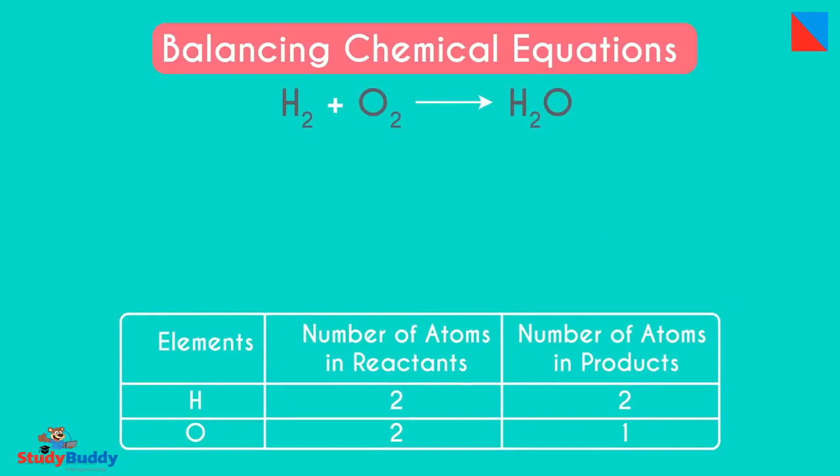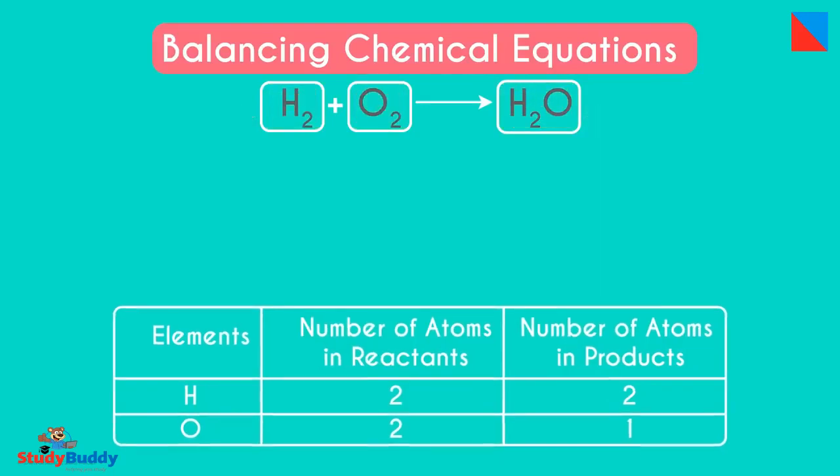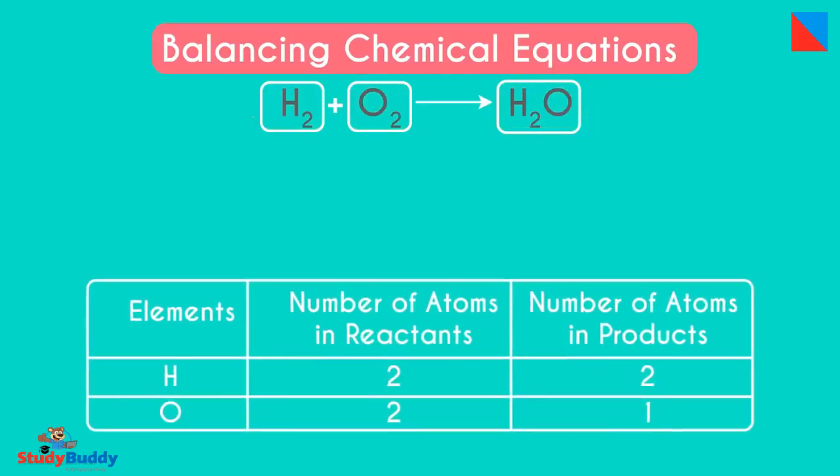As the first step, it's always a good idea to draw boxes around each element or compound, like this. Why did we draw these boxes? It's because nothing inside the boxes can be changed or altered when we are balancing the equation. You'll understand better soon. Next, we form a table like we've already drawn here.